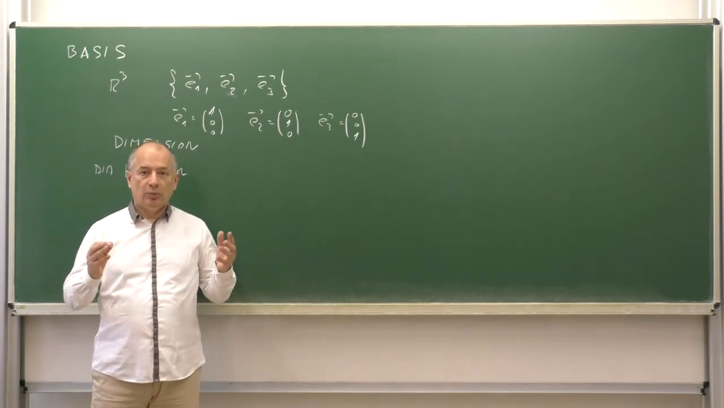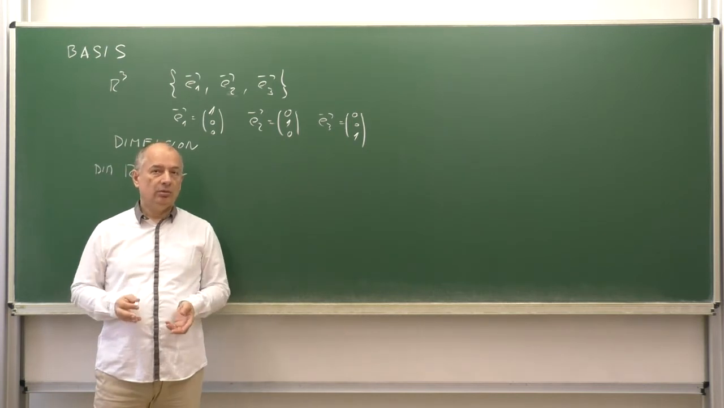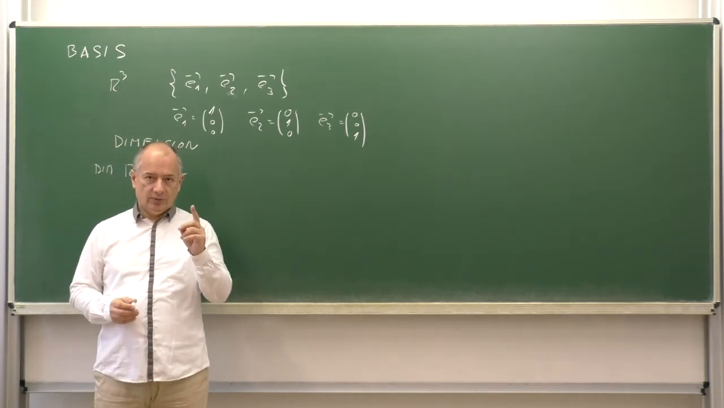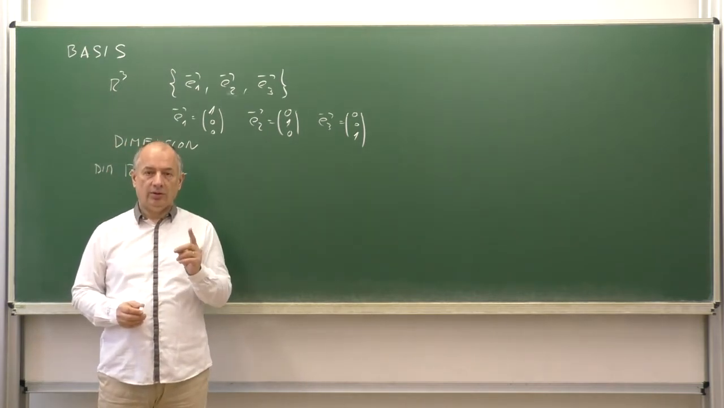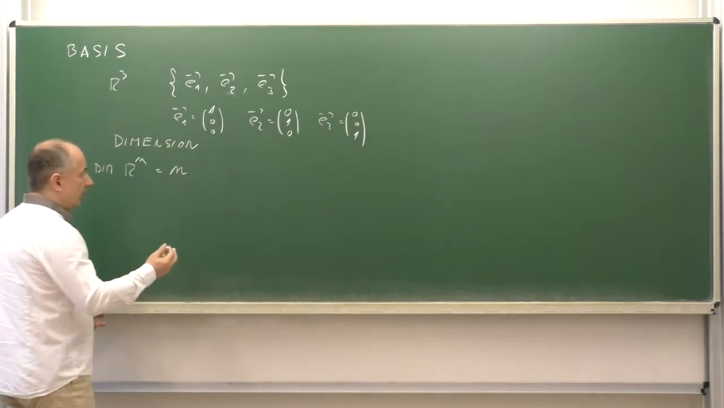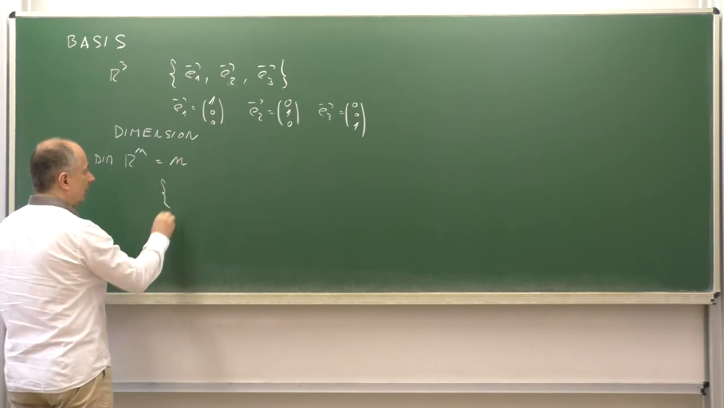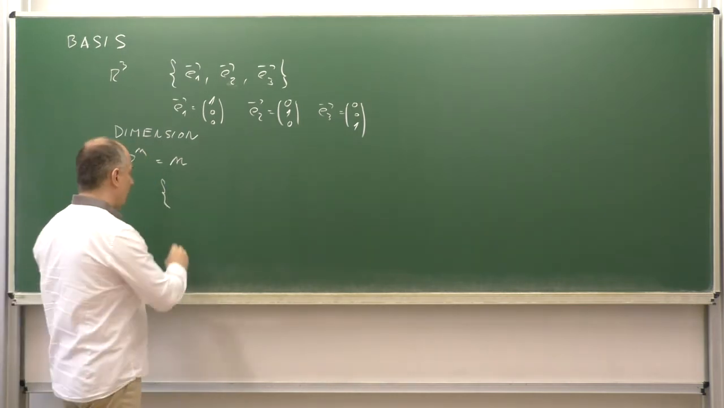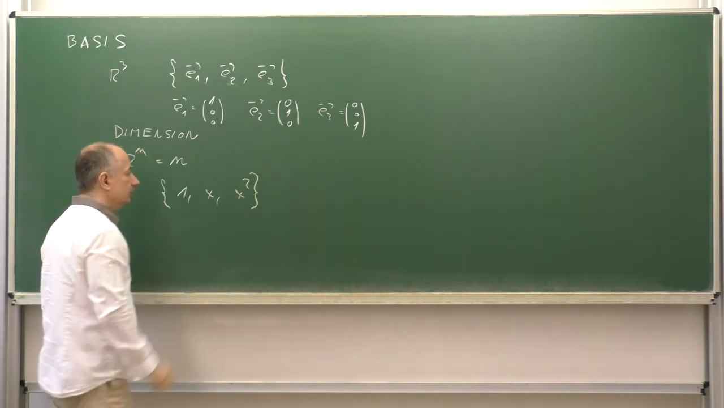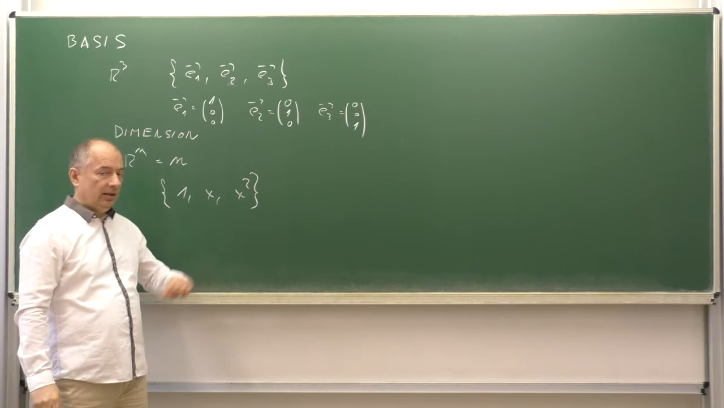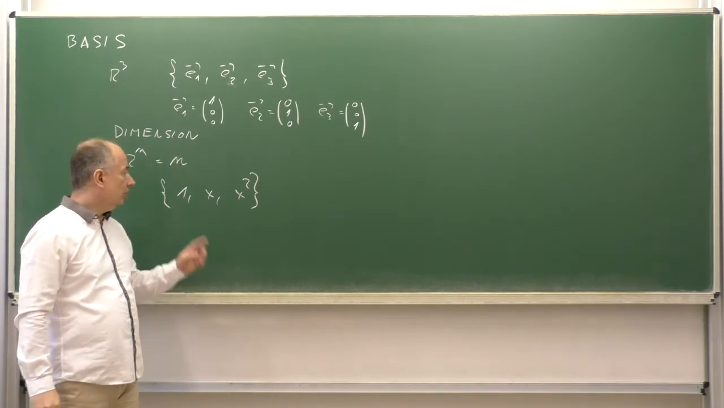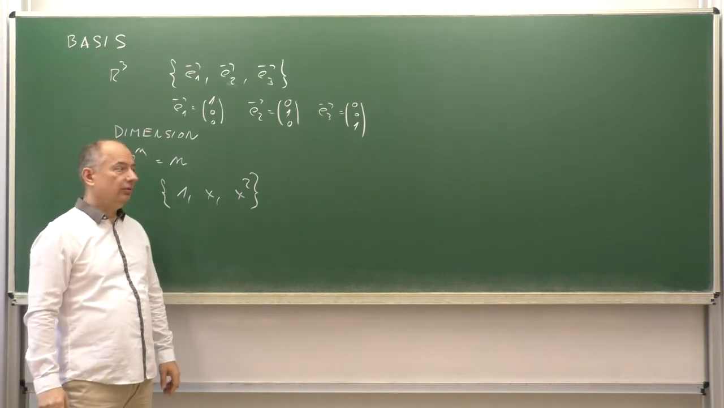Dimension of a set of all polynomials of order not more than 2 is 3. And in this set, the space of all the polynomials of order not more than 2, one possible basis might be these three polynomials: 1, x, x squared, because they are linearly independent, and any polynomial of order not more than 2 can be written as a linear combination of them.